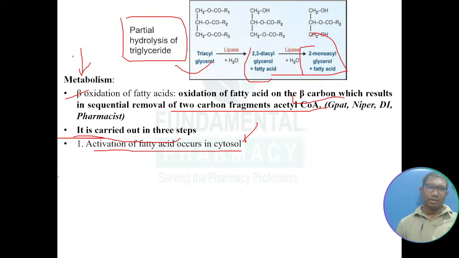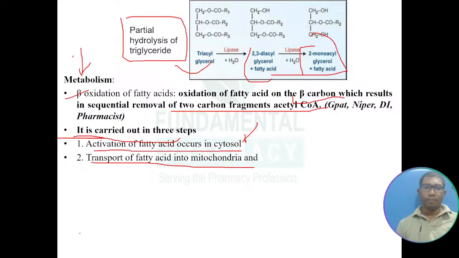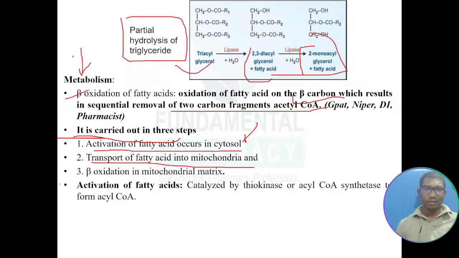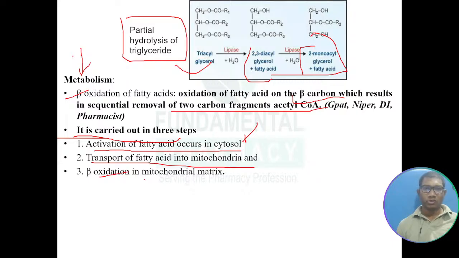So activation of fatty acids occurs in the cytosol, then transport of that activated fatty acid by the carrier system, carnitine. Third, the oxidation of fatty acid. So they will ask you a question like that. Beta oxidation of fatty acid occurs in the mitochondria. माइटोकॉन्ड्रिया में होता है, बट एक्टिवेशन साइटोसोल में होता है, ट्रांसपोर्ट होगी माइटोकॉन्ड्रिया में प्रॉपर.